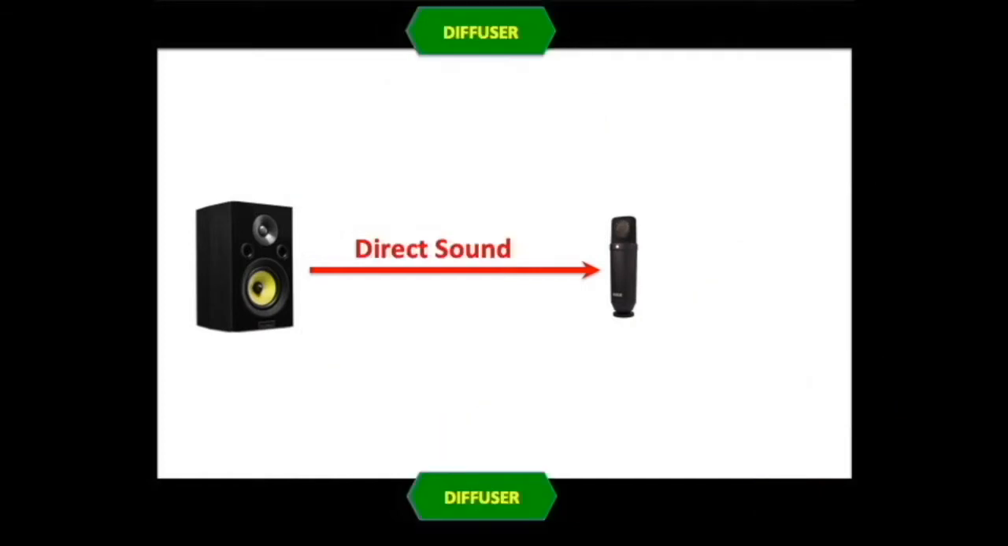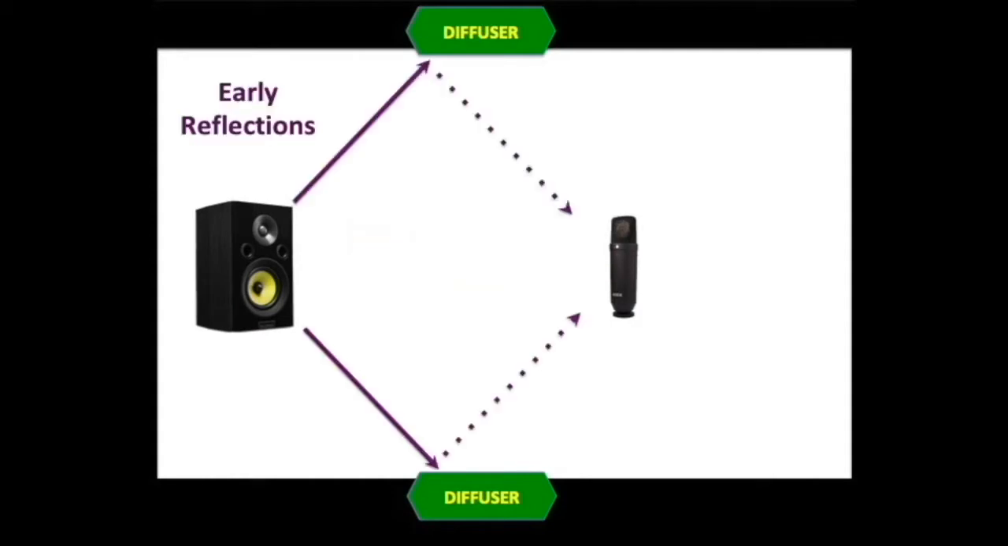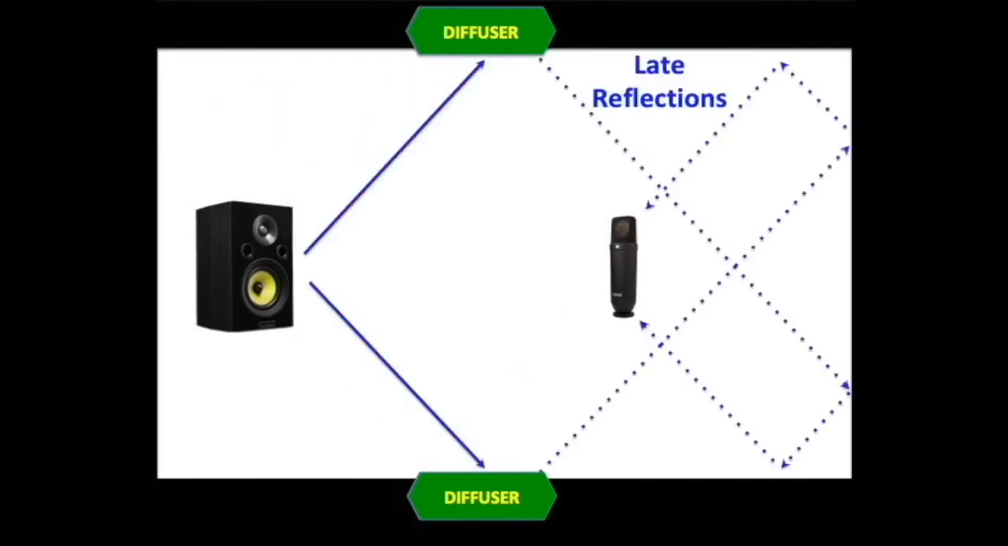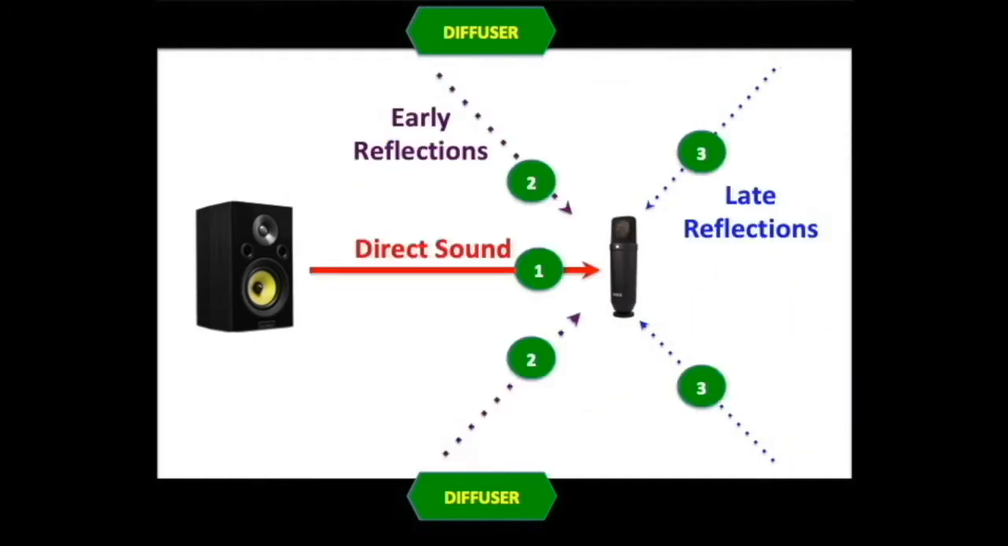Here's the diagram showing diffusers installed at the first reflection points. Direct sound, not affected. As you can see, early reflections get dispersed, as well as late reflections. From the perspective of the microphone, looks like this. No change to direct sound. However, early and late reflections are dispersed by the diffusers, and this reduces their energy, which in turn reduces the amount of echo in the room.